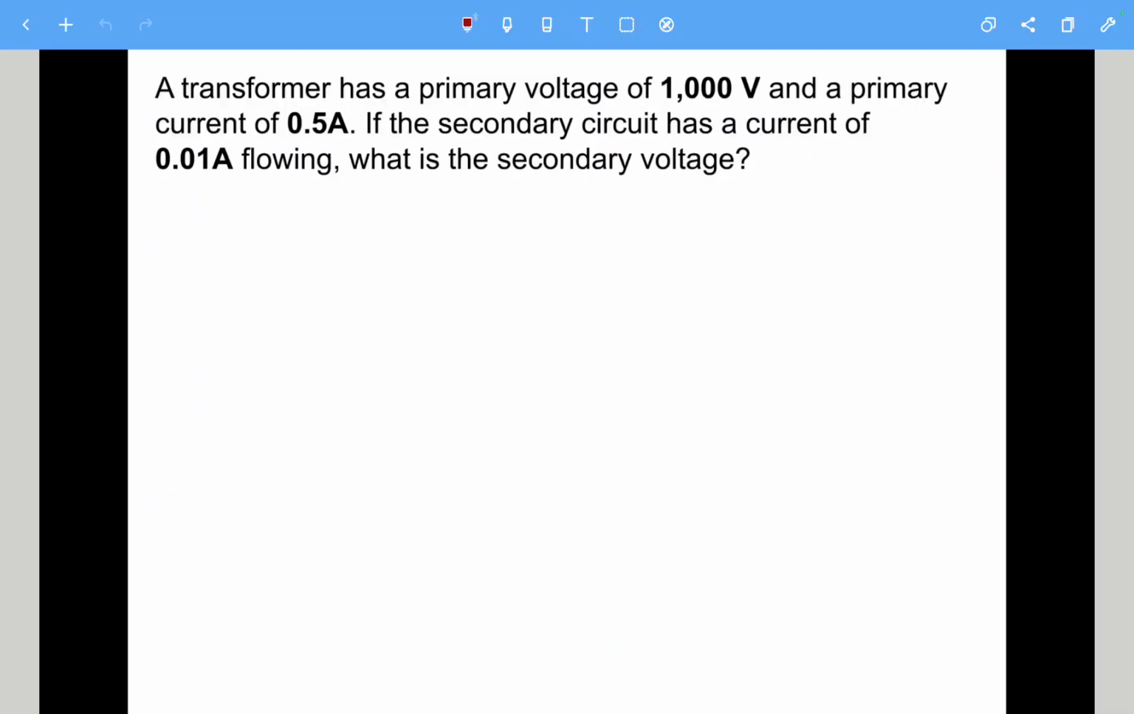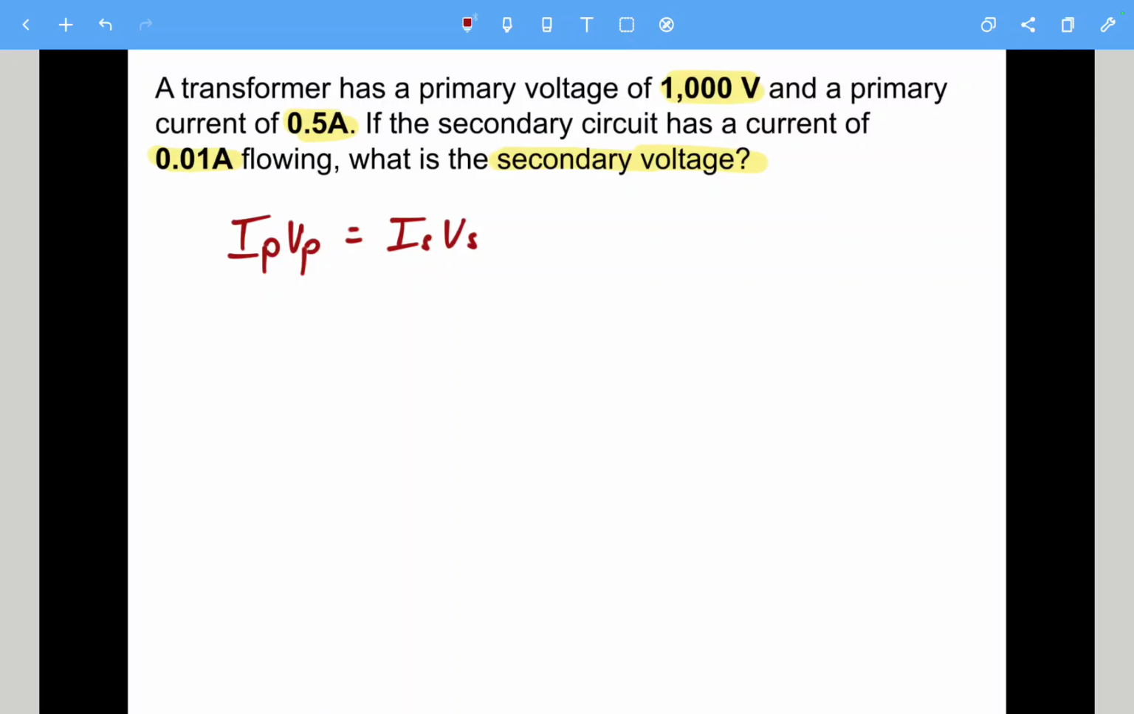Alright, let's start with this one. You can have a go at this if you want straight away, just pause. Let me take you through the answers. A transformer has a primary voltage of 1000 volts and a primary current of 0.5 amps. If the secondary circuit has a current of 0.01 amps, we need to calculate the secondary voltage. Really straightforward. Current primary times voltage primary is equal to current on the secondary multiplied by voltage on the secondary. I just need to put the numbers in.